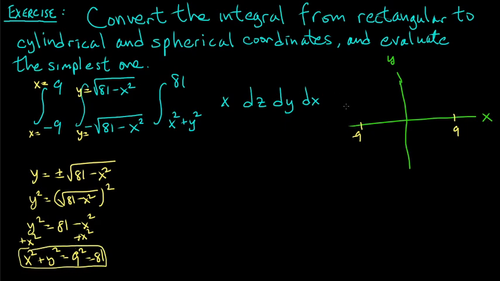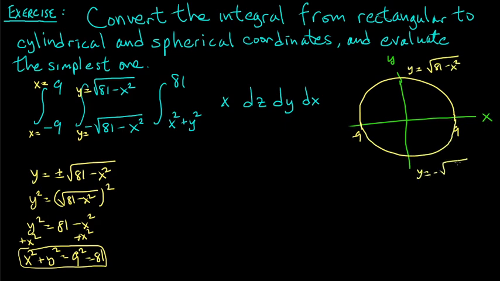So the top curve here is just the top half of the circle. Let's try to draw that a little bit better here. So this is y equals positive square root of 81 minus x squared. And then the negative is just below the x-axis down here. So y equals negative square root of 81 minus x squared. So for the last two integrals here, this just describes the disk, everything inside the circle here.